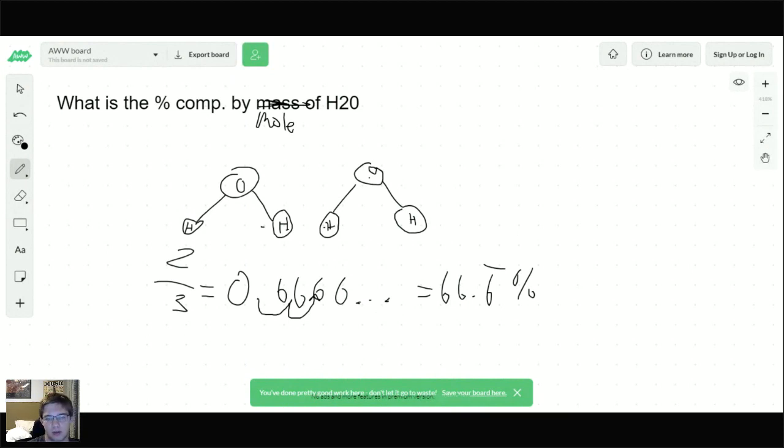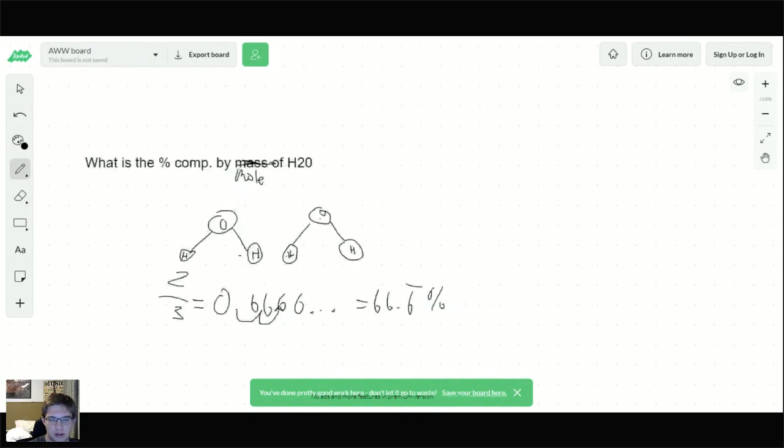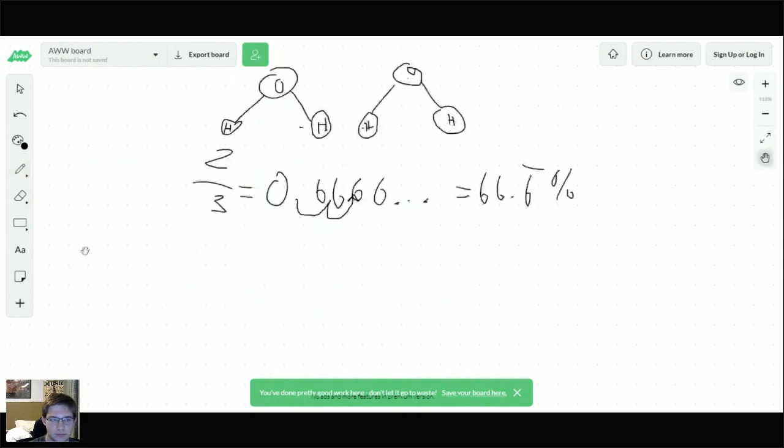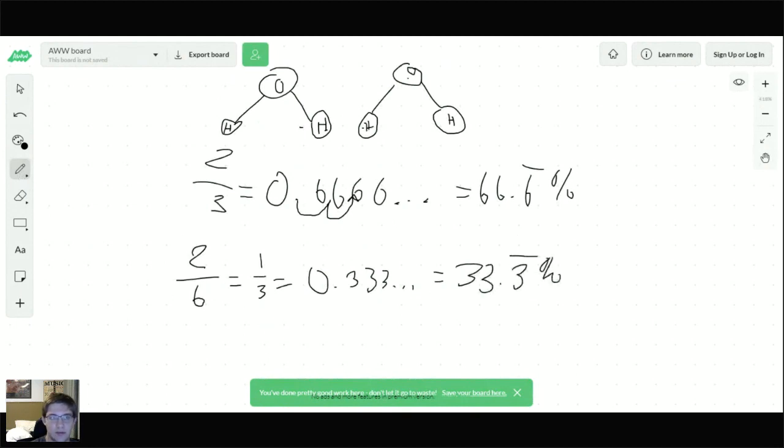We have these 2 molecules here. So we have 2 oxygens, so now we have 2 oxygens for 6 things. And so that is equal to 1 over 3, which gives us 0.333, and so on and so forth, which is then equal to 33.3 repeating percent. So does that make sense to you now? Does that clear it up?